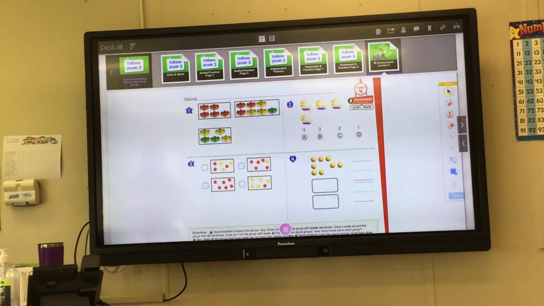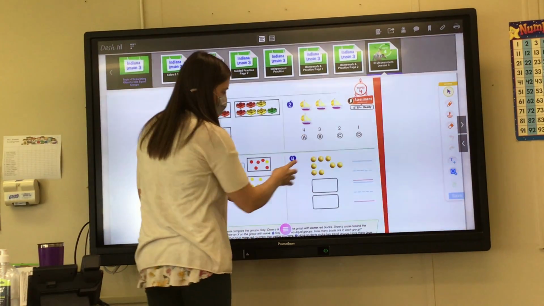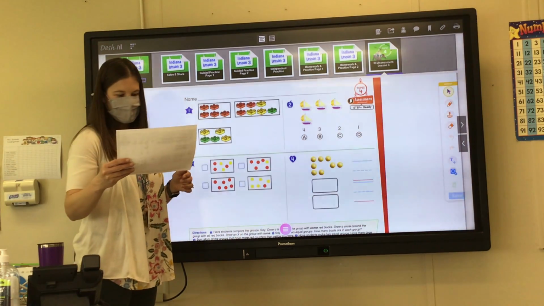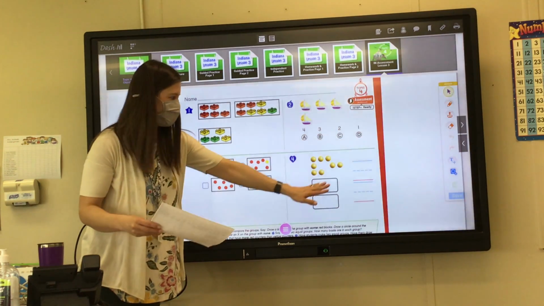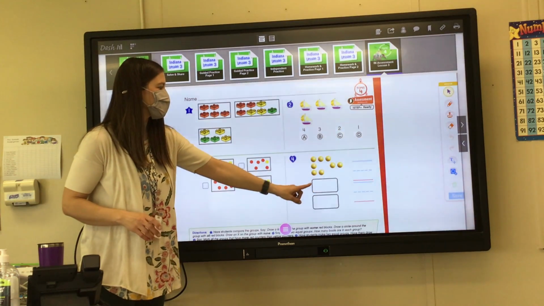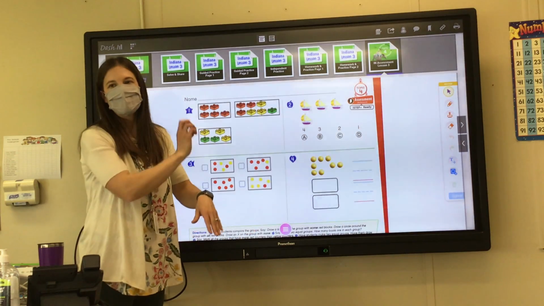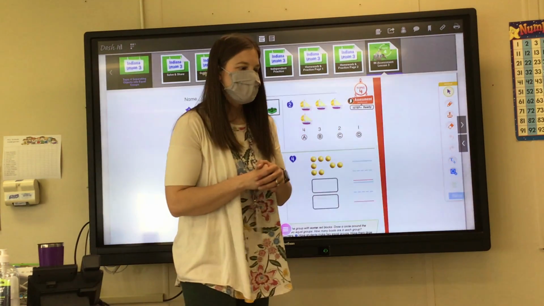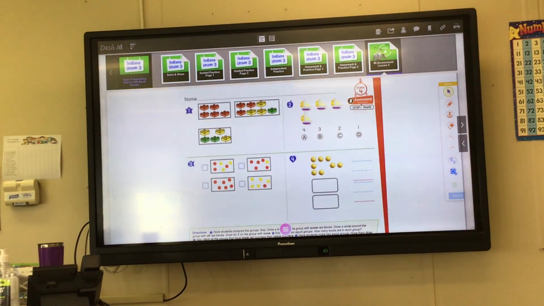Okay, good. Now for the last one, number 4. Make 2 equal groups using these marbles here. Draw them in the boxes to show the groups, and then write how many are in each group. So you're making 2 equal groups using these marbles. Remember, we crossed one out as we put one in the top group, crossed one out as we put one in the bottom group. Okay, make 2 equal groups, and then you're going to write the number.